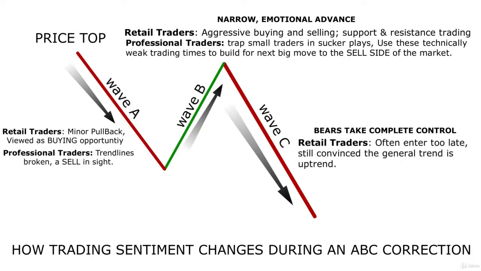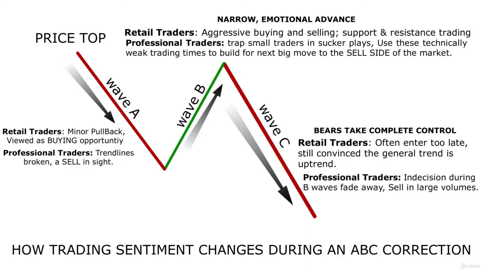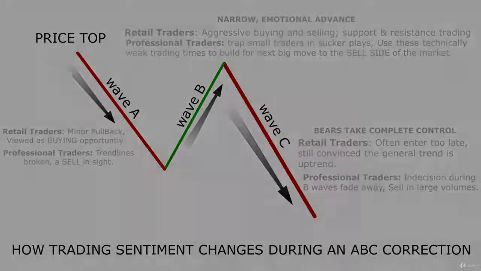Therefore, based on what we have studied in this lecture, we can conclude that wave C presents the best trading opportunity, followed by wave A and wave B. In the next 4 lectures, we will study the 4 major types of corrections that take place within an ABC correction and the best time to trade each correction.